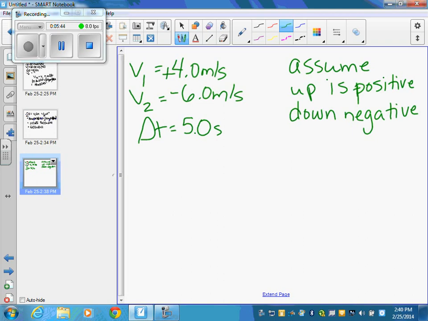When you do it, is it V1 minus V2 or plus? No, so that's the thing right here. Okay, so my equation for acceleration is like this, right? Change in velocity divided by change in time.